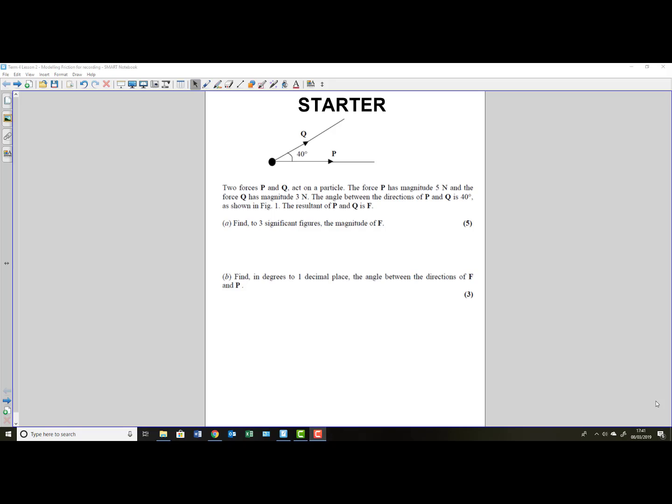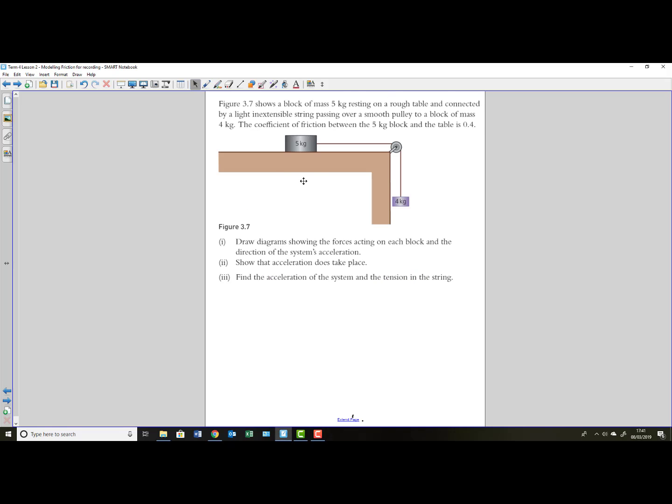This is a copy of the starter question. I'm just going to quickly jump past the solutions. This is an arrangement of a block lying on a table connected to a weight over a smooth pulley, and as you can see, the whole system is going to move round like this. It's the only way it can possibly move.